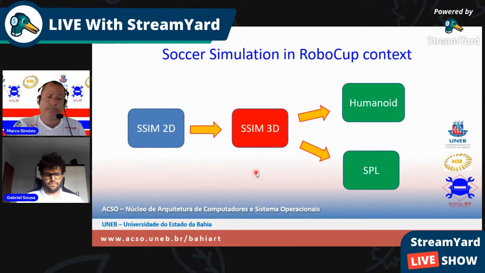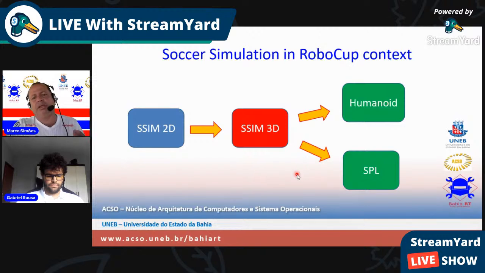So the Soccer Simulation 3D is a competition in the RoboCup contest that sits between the Soccer Simulation 2D, one of the first leagues in RoboCup, with more than 20 years of research and results generated in our community, and the Humanoid and SPL, the Standard Platform League, which are leagues that use humanoid robots. SPL uses the physical Nao robot, the same robot that we use here in the Simulation 3D. And the Humanoid League is a league where teams are supposed to use humanoid robots, but the robots are not a standard hardware platform. They can use any robot they want that meets the rules of the league.